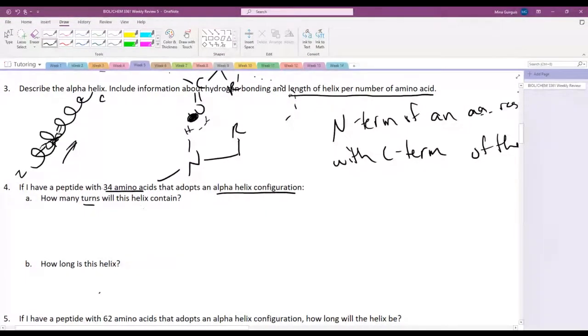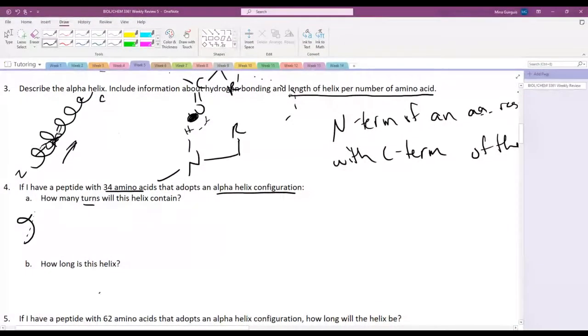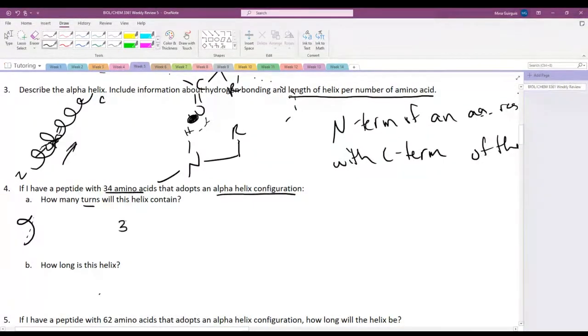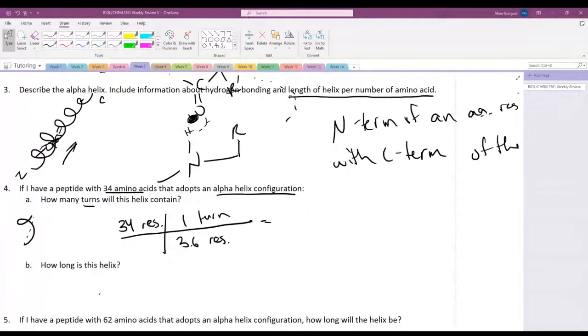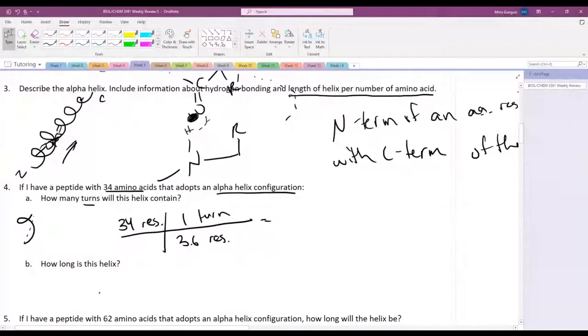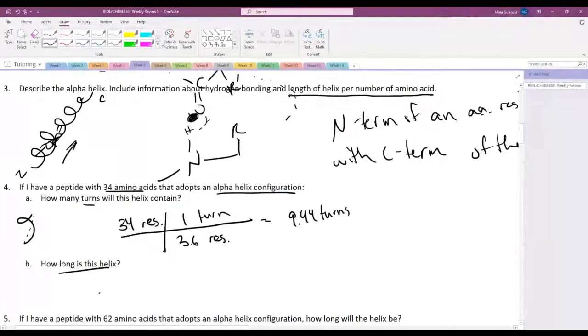Like we said, a turn is the same as a pitch. It's basically one loop from this point to this exact point, 3.6 residues later. So that's how we would approach this. 34 residues, and I'm going to abbreviate that RES, and I have the conversion factor of 3.6 residues per one turn. I need to cancel residues, so I'm going to put them at the bottom, and I'm just going to let my calculator do the rest of the work. 34 divided by 3.6 is 9.44 turns.